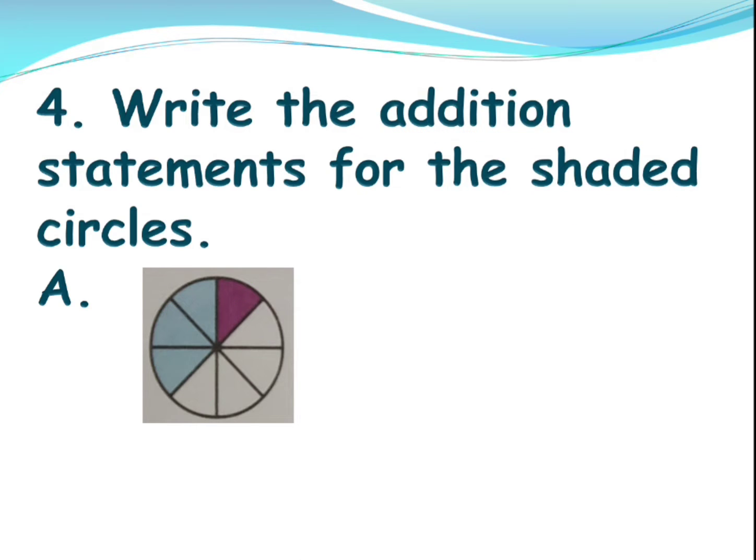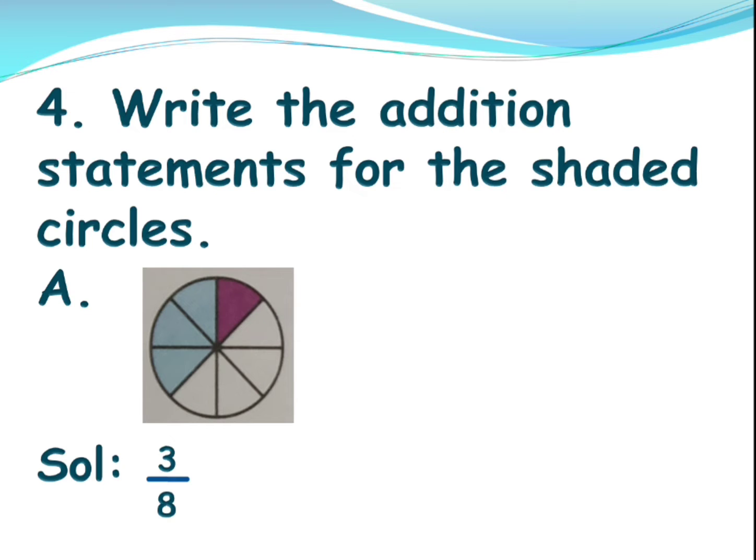So for this, children, how many parts are there? 8 parts. So first let's write the blue part. Okay, fraction of blue part. So total number of parts is 8. That means the denominator will be 8, isn't it? And what will be the numerator for the blue color, children? 3 parts, no? 1 2 3, 3 parts. So the numerator will be 3.